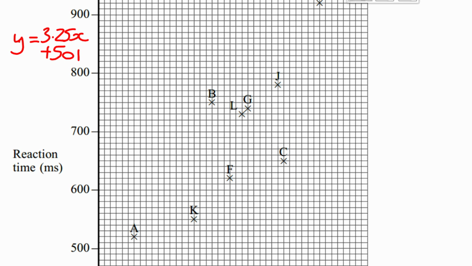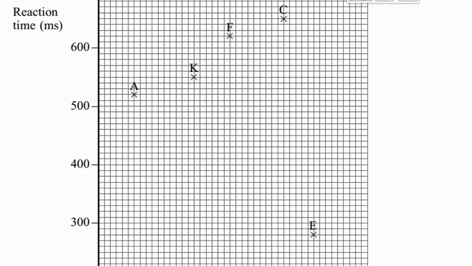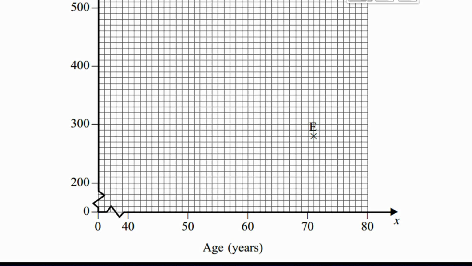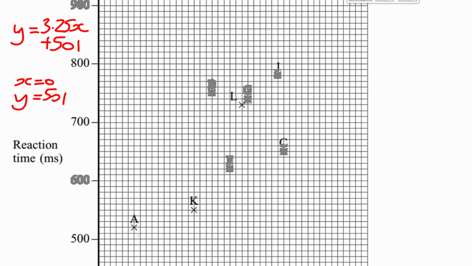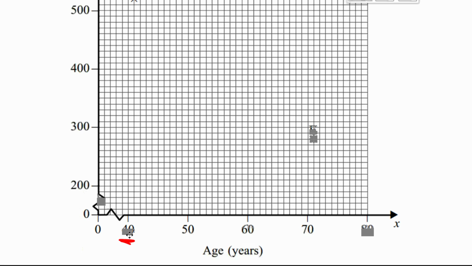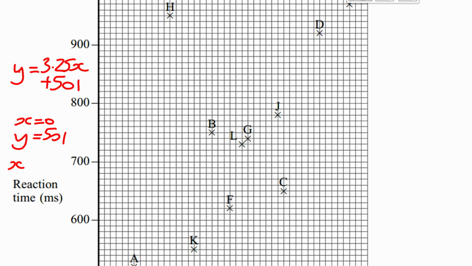So let's start with our intercept. What's the value when x equals 0? Our y value equals 501. That's our 0 position, but we can't go down to our 0 position on this diagram. So what's our first point? Our first point on this diagram is 40. So let's do when x equals 40. What's our y value going to be?